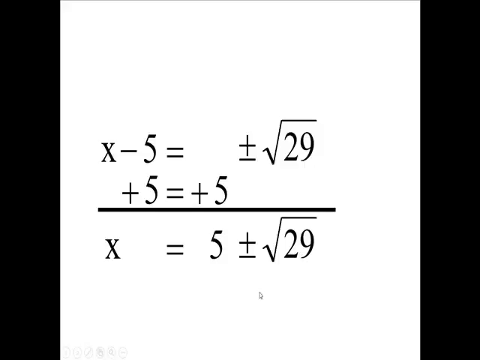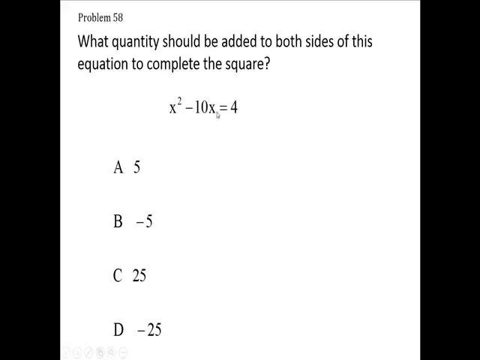Going back, what we needed to have here, x squared minus 10x plus what? 25.